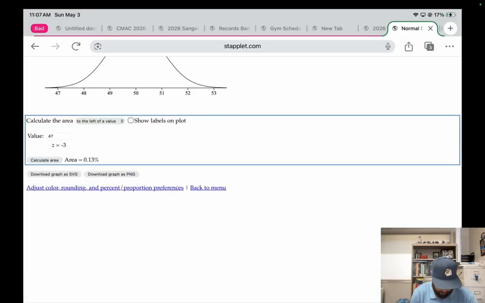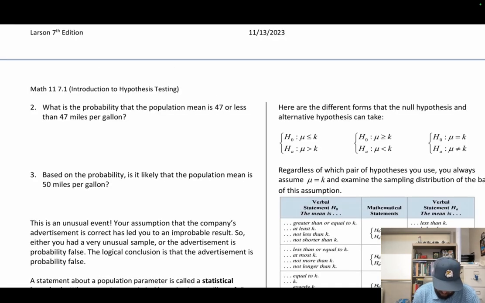We can even plot it there, and you can see where that's at. And rounded up, we get z is -3, and we are at z -2.99, so super close, and we get an area of 0.13. So if we take that back, we get an area percentage of 0.13%. So based on that probability, is it likely that the population mean is 50 miles per gallon?